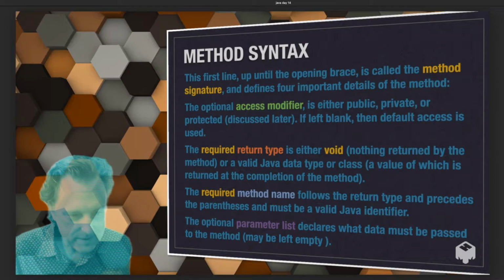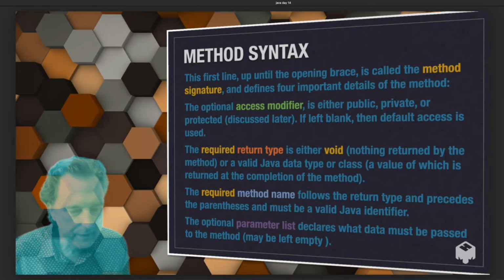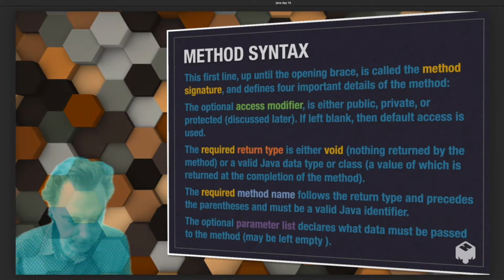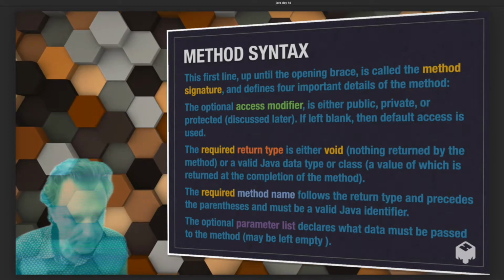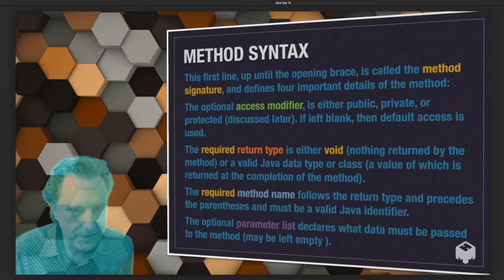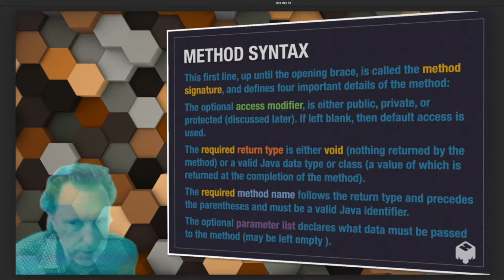But there's several pieces of this puzzle. This first line of code that you write contains a bit of complexity that you'll need to get the hang of, but it's totally doable. This is also called the method signature. So there's 4 important details.